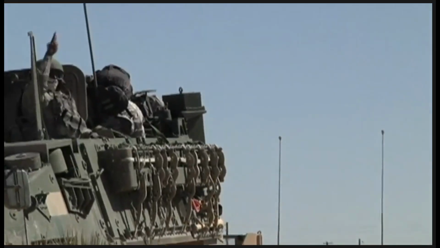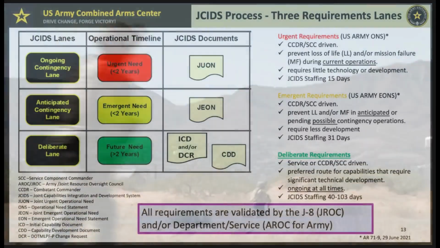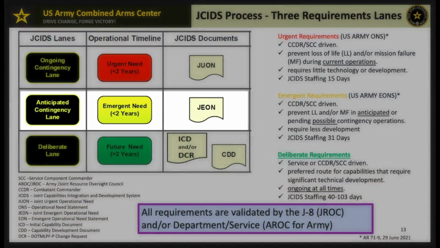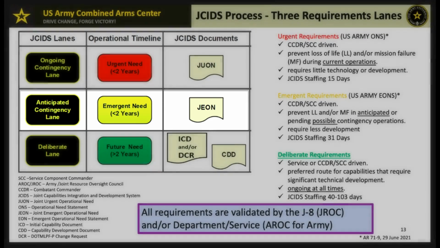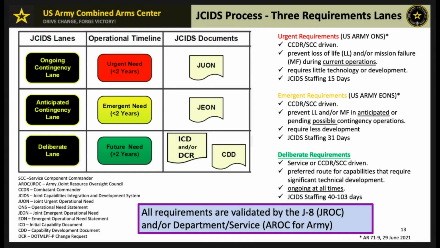Our second lane, emergent requirements, or the anticipated contingency lane. These are for anticipated or pending operations, prepared as a Joint Emergent Operational Need, or JEON. They also aim to prevent loss of life or mission failure, but in situations that are expected to arise soon. These requirements, which involve less development time than deliberate needs, are staffed in approximately 31 days.